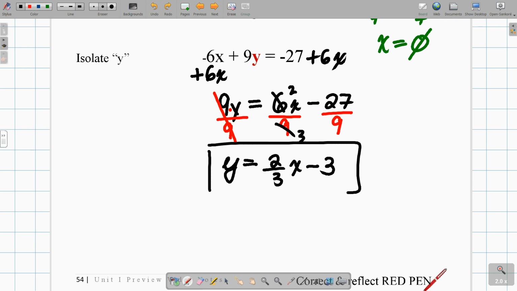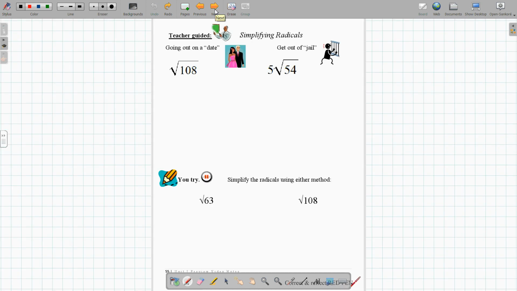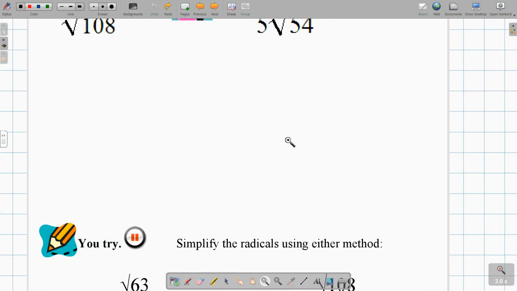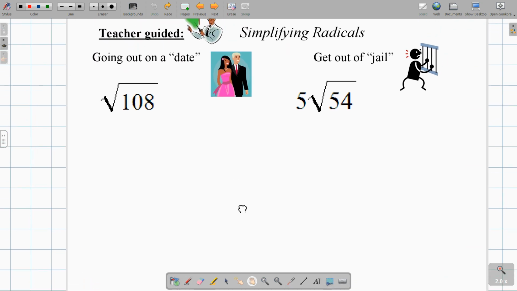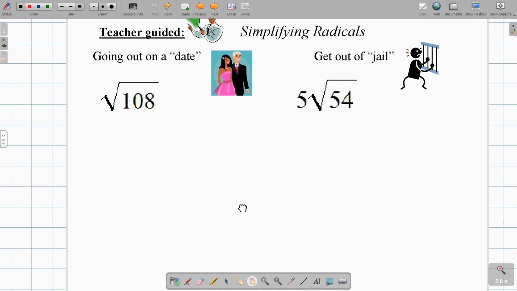To simplify a radical, I have 2 methods. I call it the going out for a date method or getting out of jail. If you have a third method that you learned in a previous algebra class and it works for you, for goodness sake, don't change it. All right? So the going out for the date method, you start by doing a factor tree.